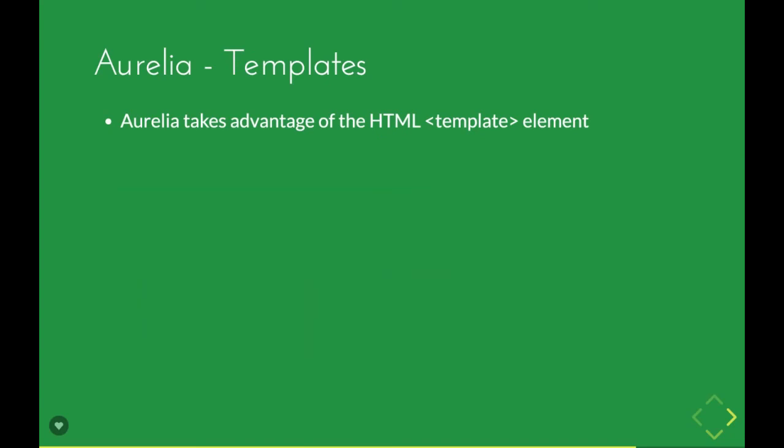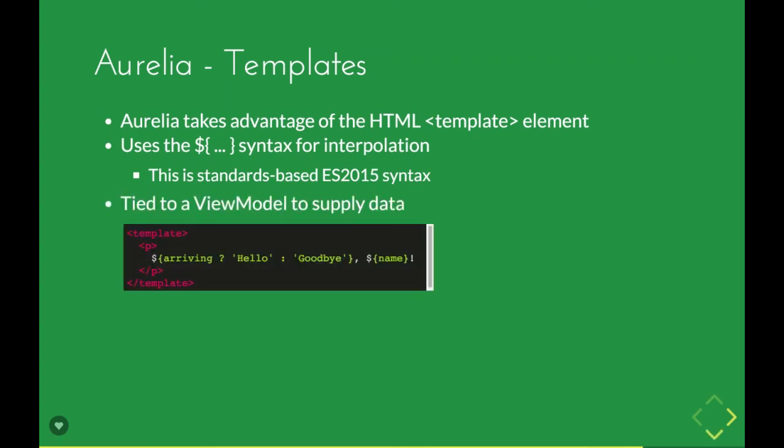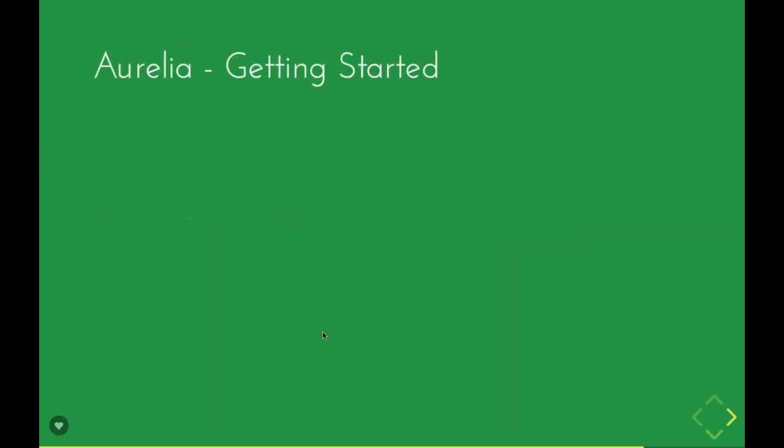Templates: Aurelia, just like we saw in Vue, takes advantage of the HTML template element. It uses the $ and then bracket syntax for interpolation. So this is actually standards-based ES 2015 and beyond syntax. So this is how you'll be able to work with just plain Jane JavaScript if you wanted to. It's tied to a view model to supply data. So in this particular case, we have a greeting that is actually available on my view model, and then depending on what we see here, we can say hello or goodbye, and then pass in a name, for example.